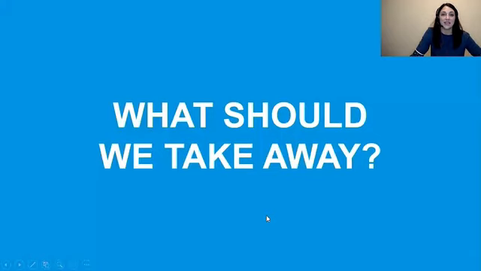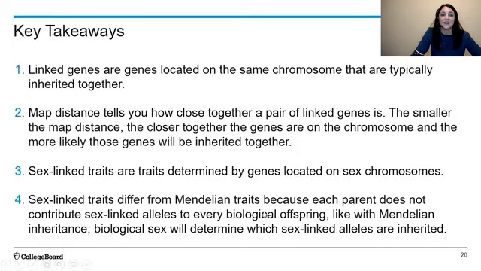All right, what should we take away from this video? Our key takeaways are that linked genes are genes located on the same chromosome that are typically inherited together. Map distance tells you how close together a pair of linked genes are, and the smaller the map distance, the closer together the genes are on the chromosome, and the more likely those genes will be inherited together.